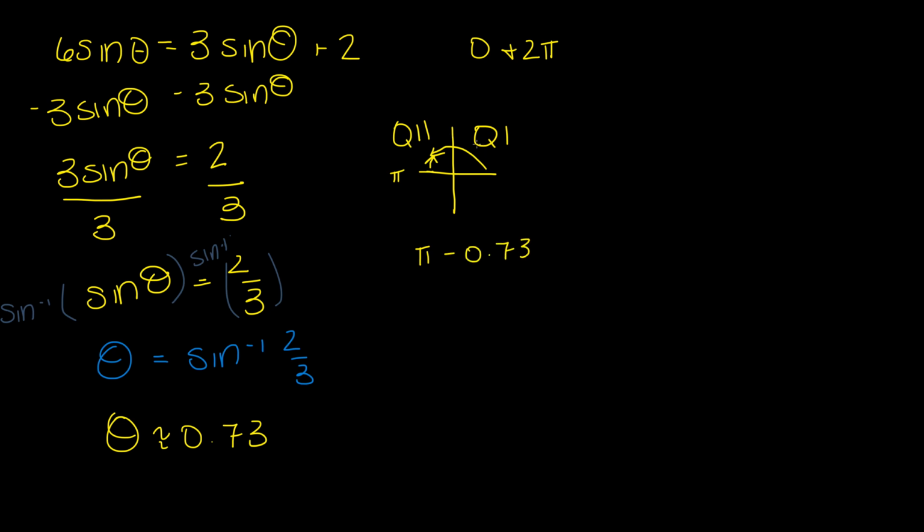And these are the only 2 quadrants that sine is positive in, so I don't have to worry about quadrants 3 or 4. Because again, sine refers to the y value, and in quadrants 3 and 4 it is negative. So looking at this, we get approximately 2.41. So two possibilities for theta are roughly 0.73 radians and 2.41 radians.